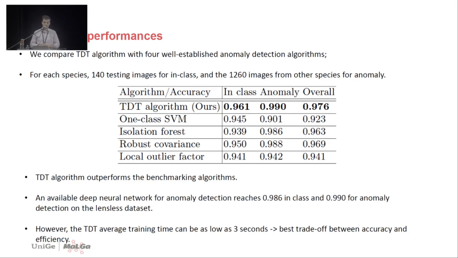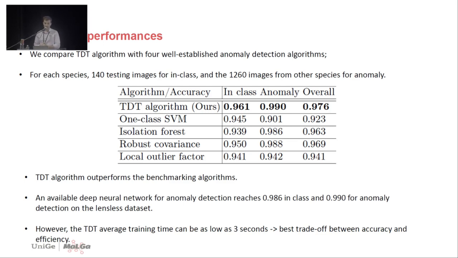Okay, so first we test the TDT algorithm and the proposed pipeline on the lensless dataset, and in particular, we of course train on the training set, and then we test with the following protocol. For each of the species, we train and test one TDT detector, and we test the in-class, of course, on the 140 images available, and the anomaly by using the remaining 9 species, so for a total of 1,260 images. We also compare as a benchmark the TDT algorithm with 4 well-established anomaly detection algorithms, which are the one-class SVM, the isolation forest, the robust covariance, and the local outlier factor.